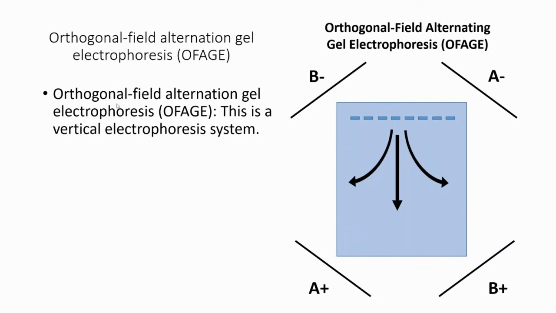And this is the OFAGE. It's a vertical electrophoresis system. All right, so you have the electric field that goes from A to A, and that's a 120-degree switch. Okay. Normally, 1 megabase to 2 megabase DNA can be separated by this method as a vertical electrophoresis method.